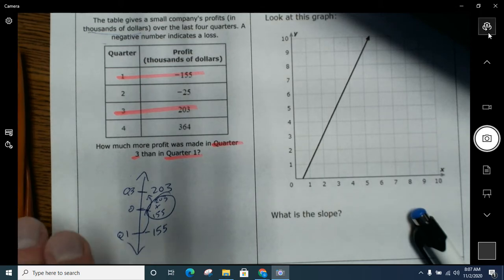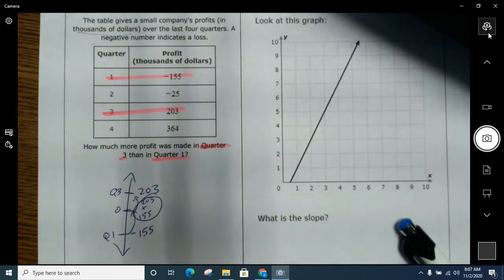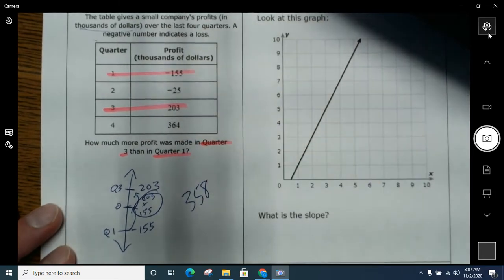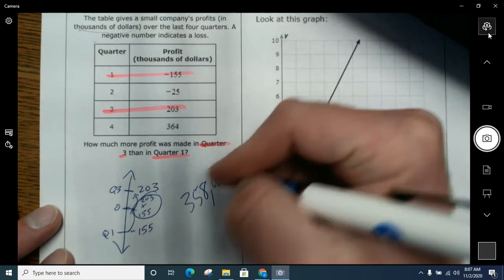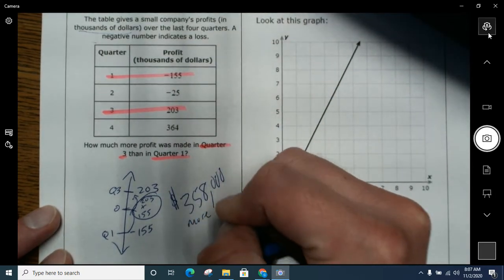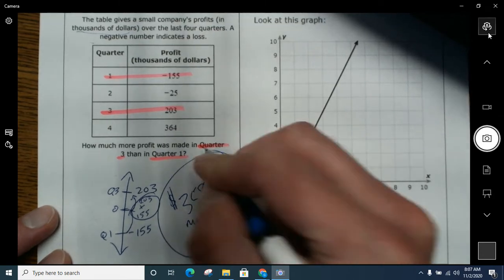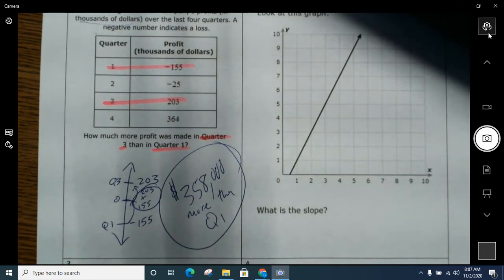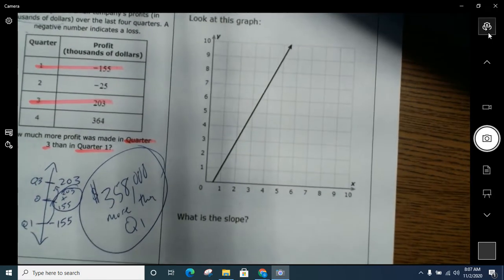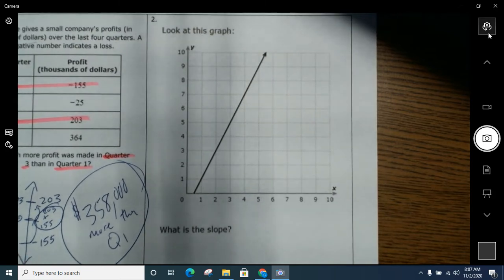So now if you grab your calculator, you're going to be good. And I got 358. So we would say there was 358. Now, if you're being uber correct, $1,000 more than quarter 1. So the number we were looking for there, that was 358. And so be careful when you're on the opposite sides of the number line there. And let's go to our next one.